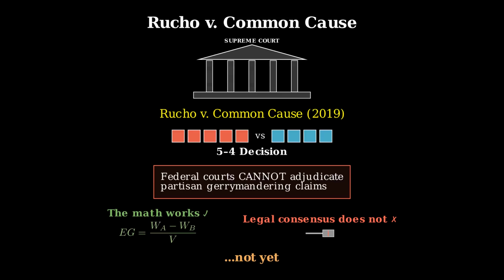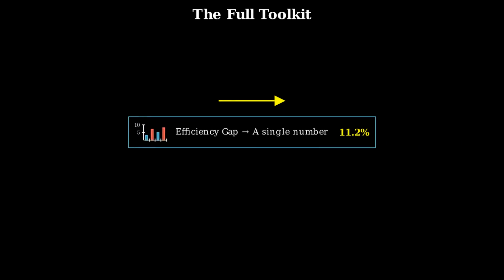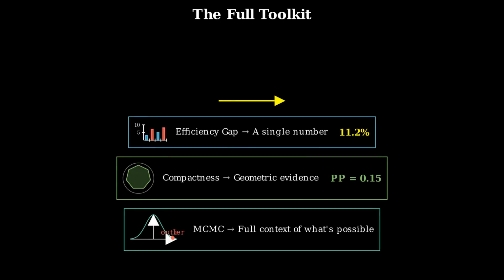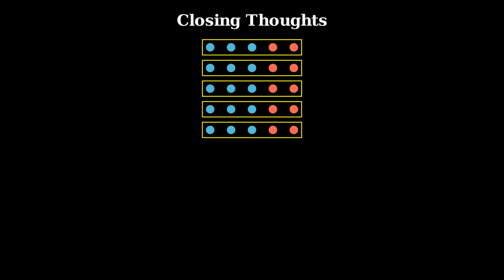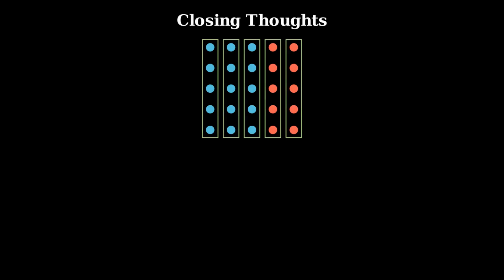At least not yet. Still, the mathematical tools have found success in state courts operating under state constitutions, and they've fundamentally changed the conversation. We've gone from "I know it when I see it" to rigorous, reproducible, quantitative analysis. The efficiency gap gives us a single number. Compactness measures give us geometric evidence. And Markov chain Monte Carlo gives us the full context of what's possible, making outliers impossible to ignore. The math of gerrymandering sits at a beautiful intersection of geometry, probability, and civic responsibility.